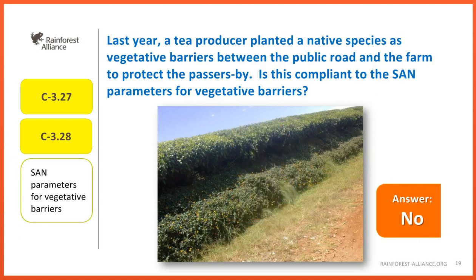The answer is no. According to SAN's parameters for vegetative barriers, they have to be as high as the crop height. These plants were planted just last year, and their height is still lower than the tea. Therefore, it still does not meet the parameters. Until the plants grow and the parameters can be met, the farm needs to protect the public roads with other means, such as establishing non-application zones or using techniques to reduce spray drift.